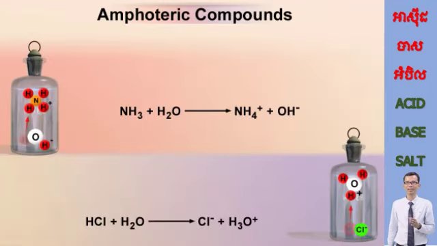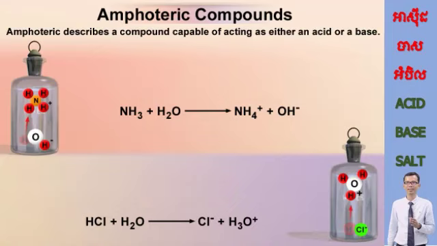Some compounds function as either an acid or a base, depending on the reaction. These substances are defined as amphoteric. The term amphoteric is taken from the Greek language and means partly one and partly the other. In acid-base chemistry, amphoteric compounds can act as both proton donors or proton acceptors.